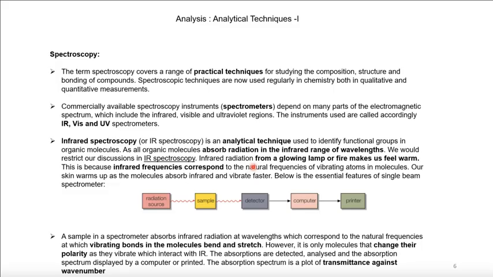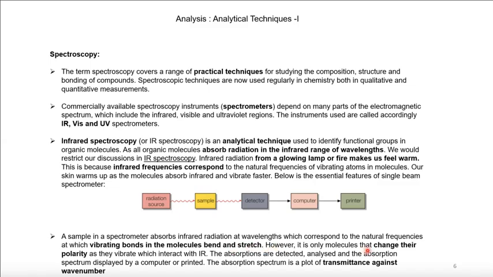How does this instrument look? This is a very schematic diagram of a single beam spectrophotometer. Radiation source, sample, and then you detect it, then you send it to a computer and print it. That's what it is. The spectrometer absorbs infrared radiation at wavelengths which correspond to the natural frequency at which the bonds in molecules vibrate, in bending or stretching modes.